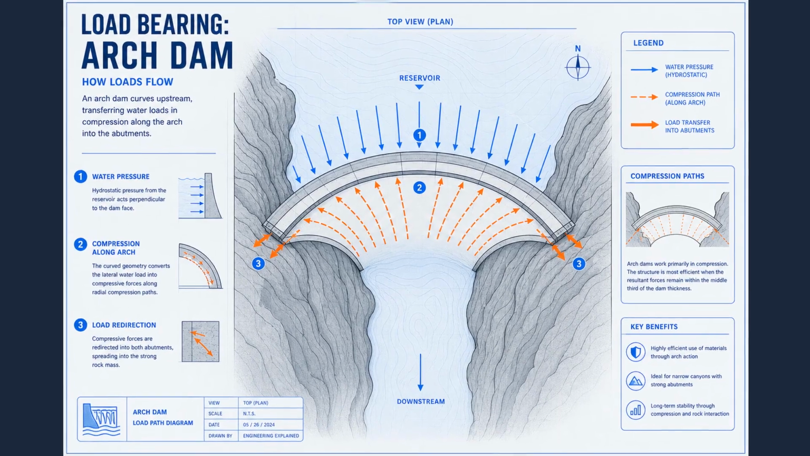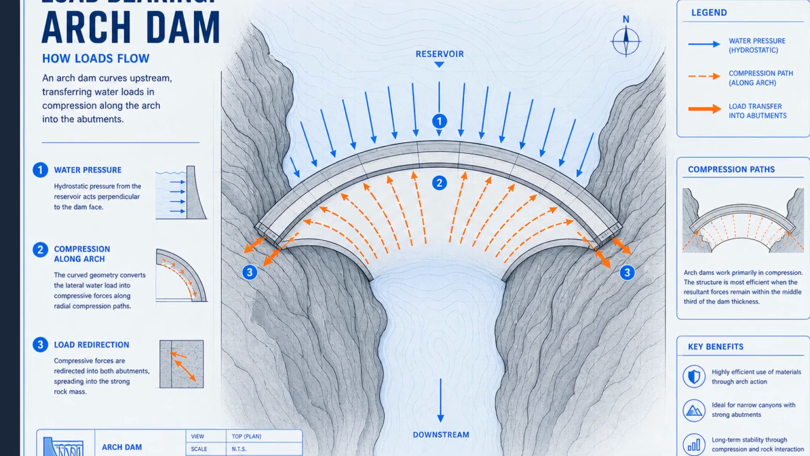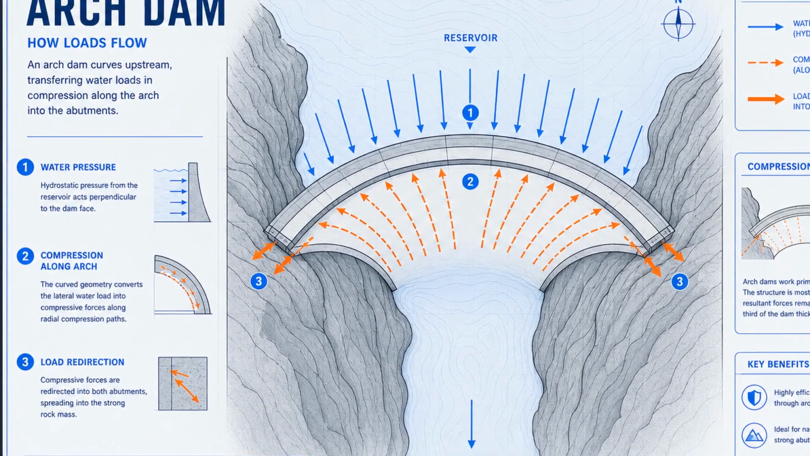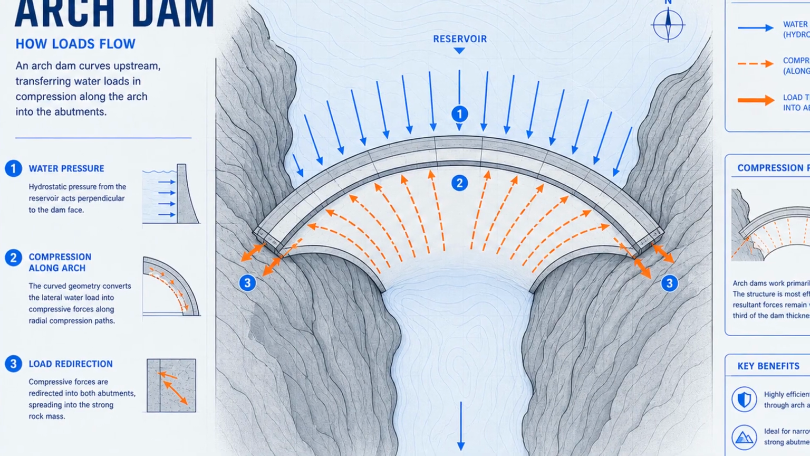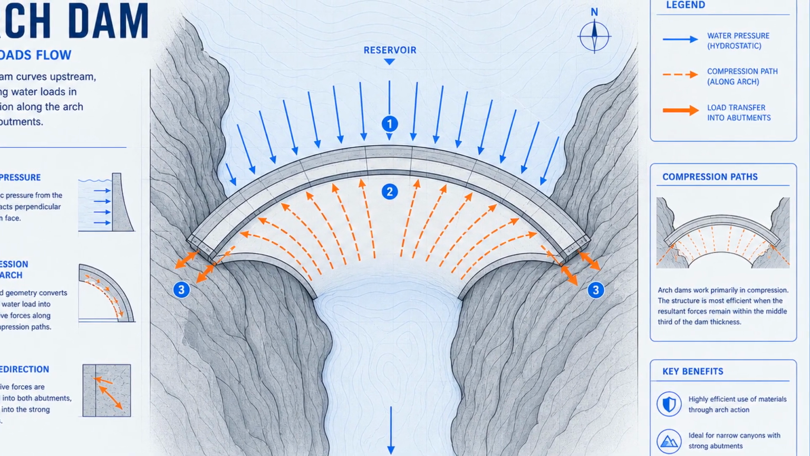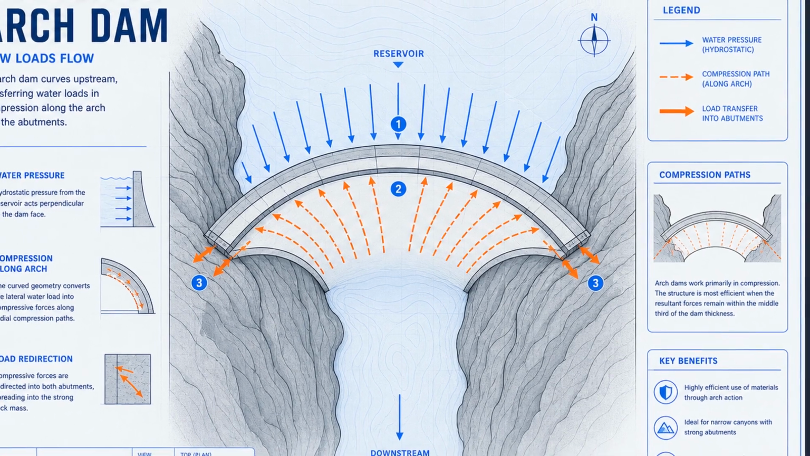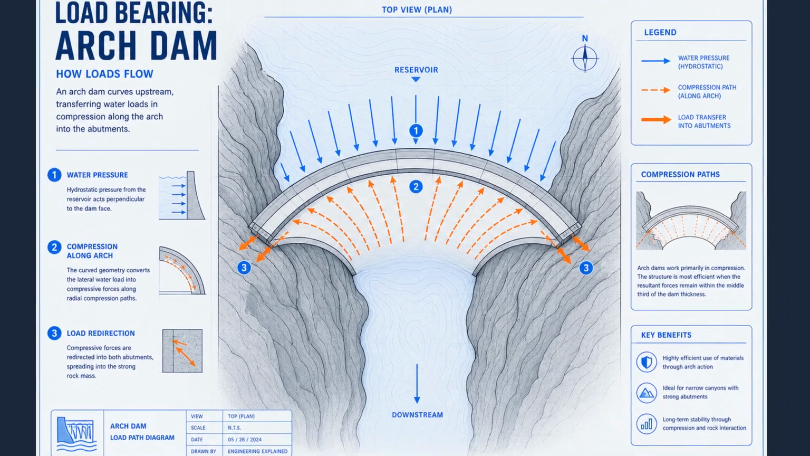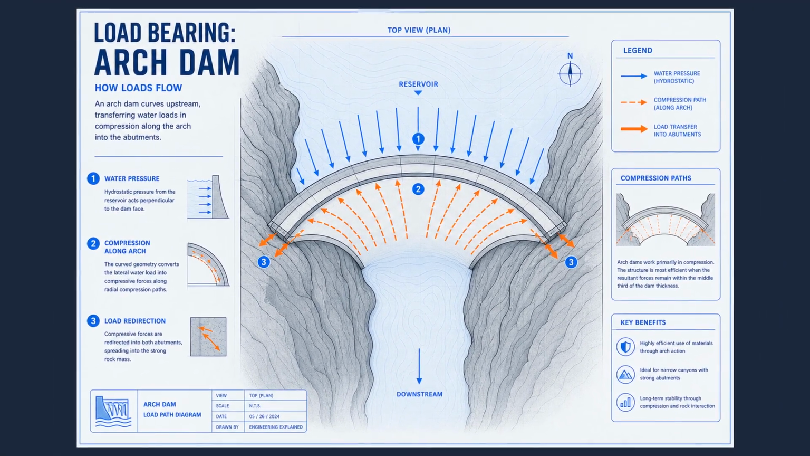Arch dams use geometry more than mass. The curved plan shape pushes water loads sideways into canyon walls. Compression flows along the arch to abutments, allowing thinner sections where rock conditions are strong and stable.